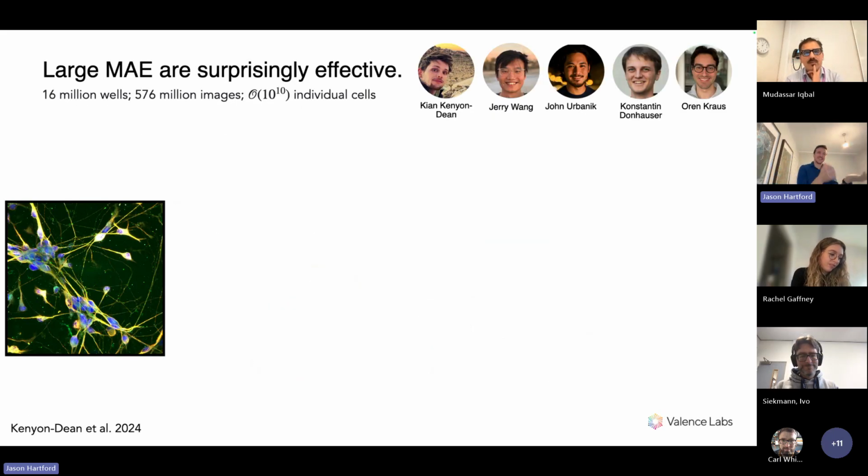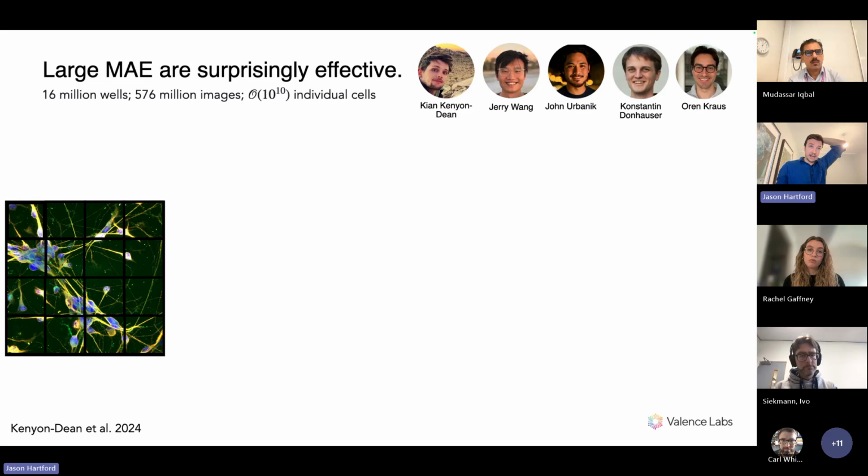Okay, so under this metric, it turns out, by magic that I still don't feel like we properly understand, that large masked autoencoders are very, very effective at this task, right? Now, what is a masked autoencoder? It's a model that was originally developed for representation learning in natural images. And it's a very simple idea, but very scalable.